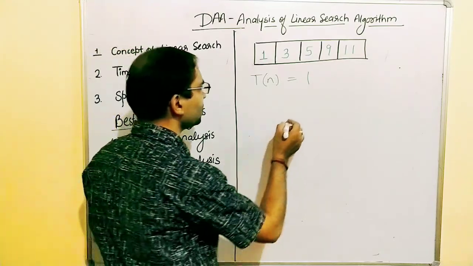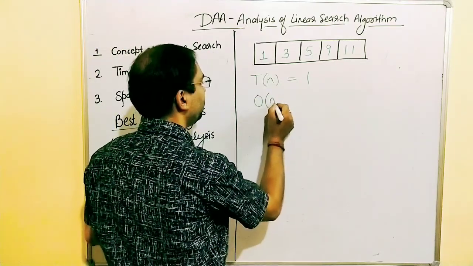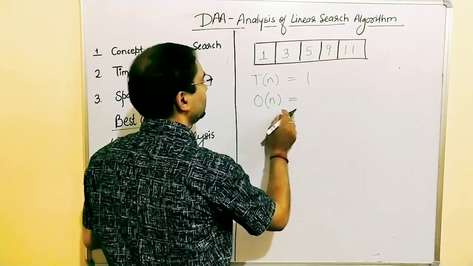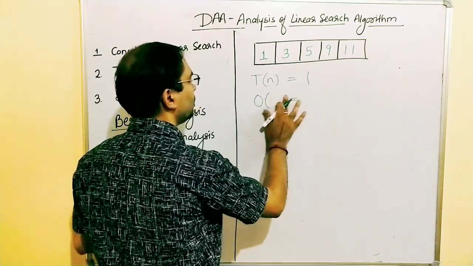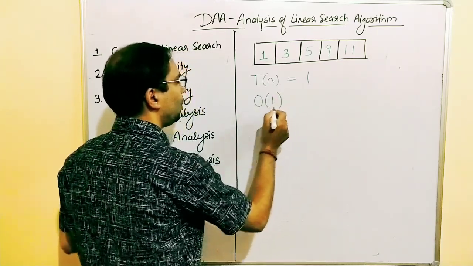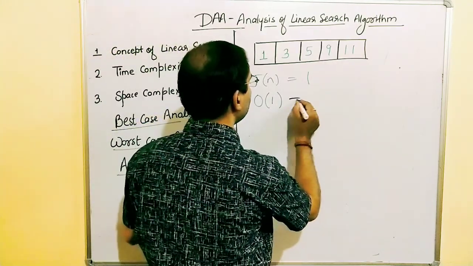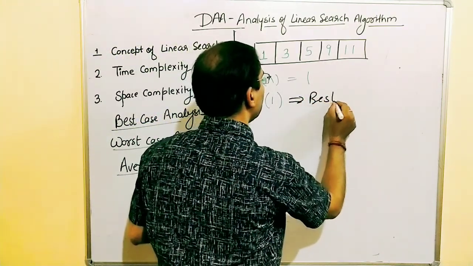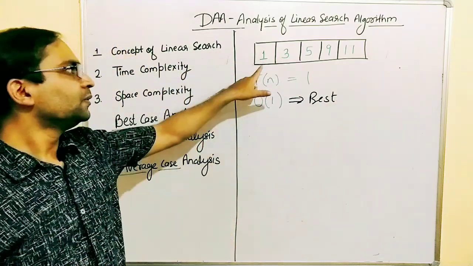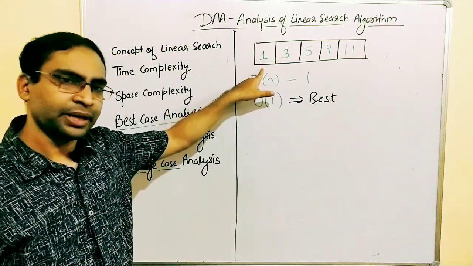So in the best case, the big O, or the complexity, can be written as order of 1. This is the best case. Why is this the best case, order 1? Because we find the element at first location. This is the best case.